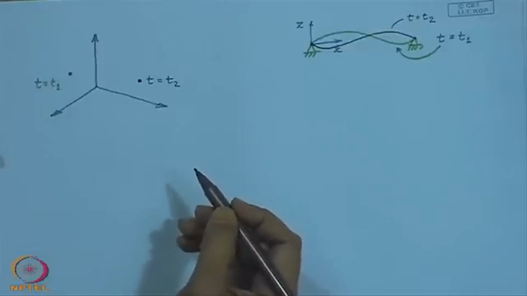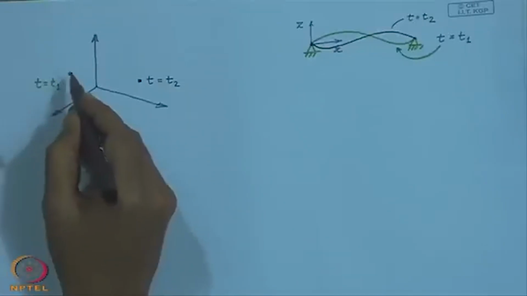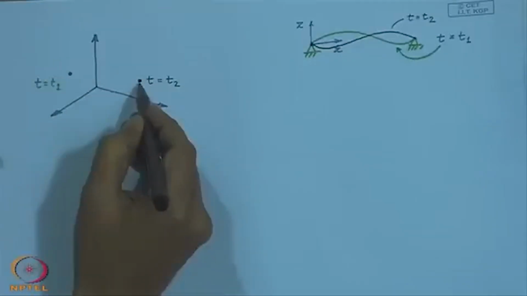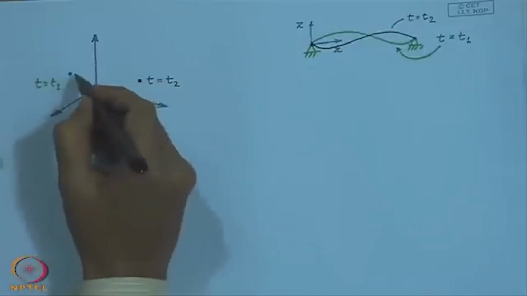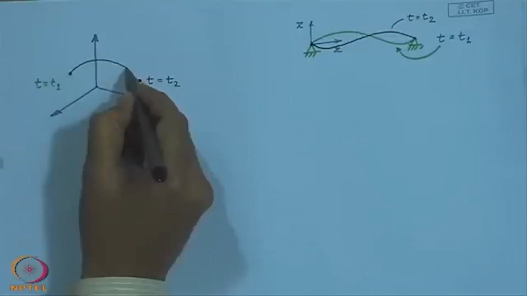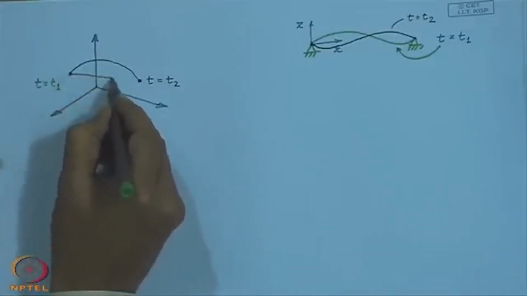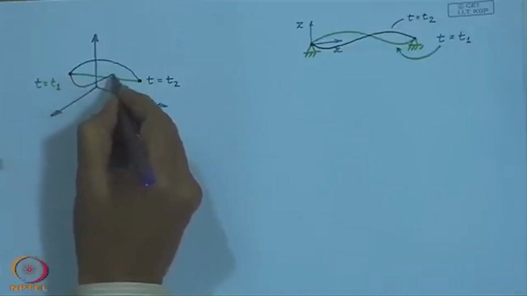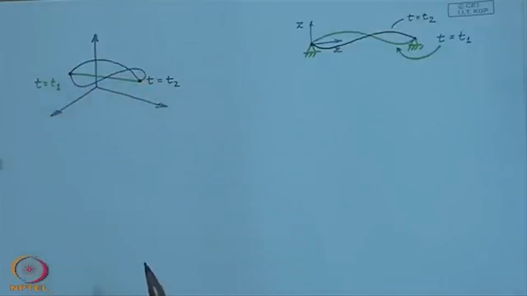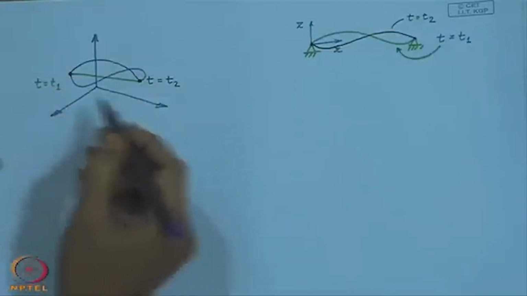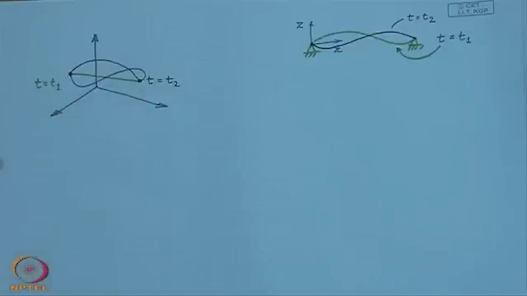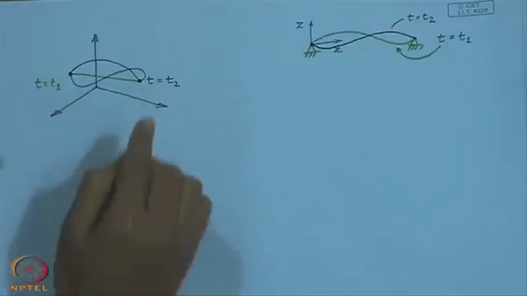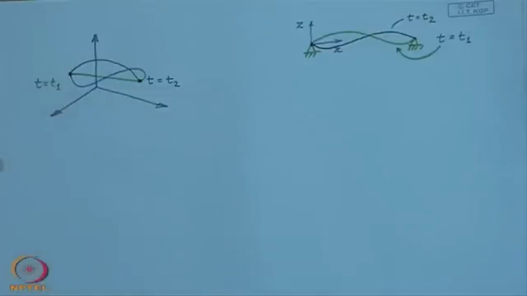Now, the question is, how did the string move from this configuration at time t equal to t1 to this configuration at time t equal to t2? Well, it could have moved in this manner, or it could have moved in this manner, or maybe this. The question is, can I say which path did the string follow in the configuration space? So, this is our question.